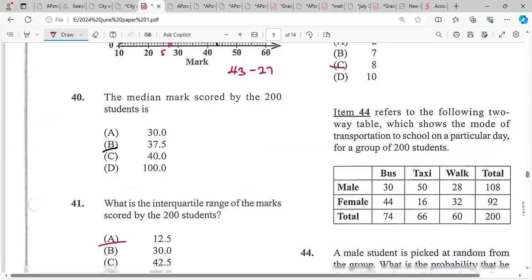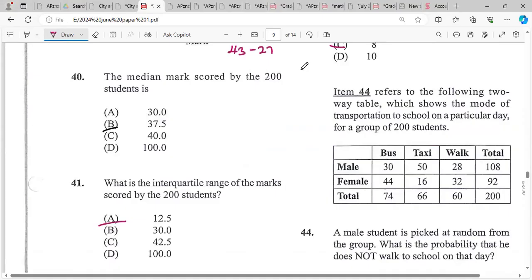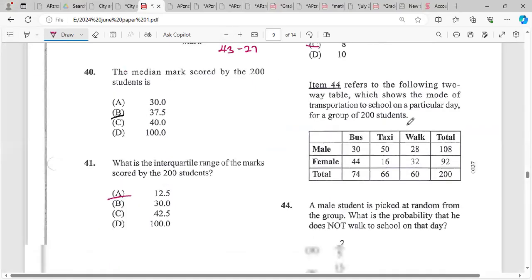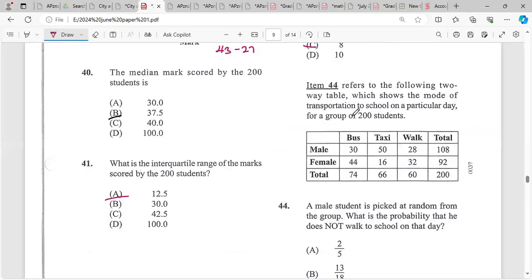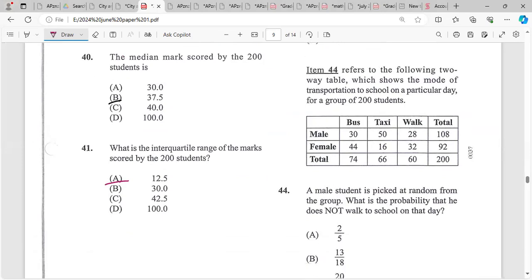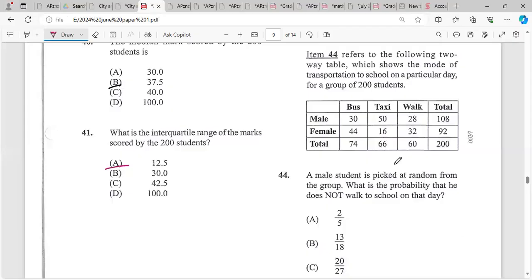Item 44 refers to the following two-way table, which shows the mode of transportation to school for a particular day for a group of 200 students. A male is picked at random from the group. What is the probability that he does not walk to school on that day? So it has to be a male that does not walk. So this one represents that does not walk.